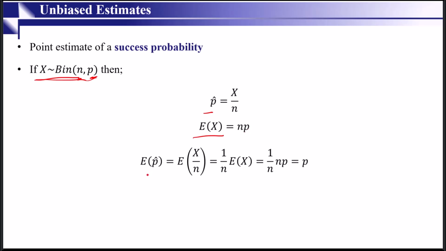Then E of p hat is equal to E, right? And this one will come here, x by n, is equal to 1 by n E of x, is equal to 1 by n times np, is equal to p. It means p hat is an unbiased estimate.